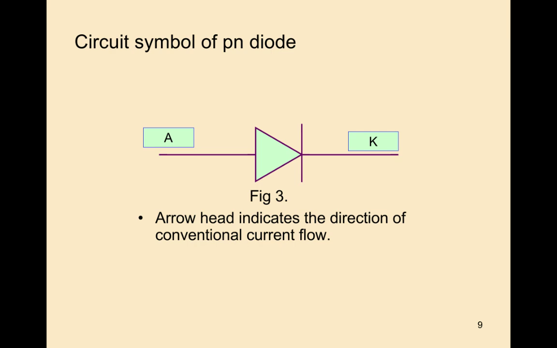In this triangle symbol, the arrow indicates the positive anode and the line indicates the negative cathode. The arrow head indicates the direction of conventional current flow. This is the symbol of the p-n diode, and the arrow indicates the direction of conventional current flow.